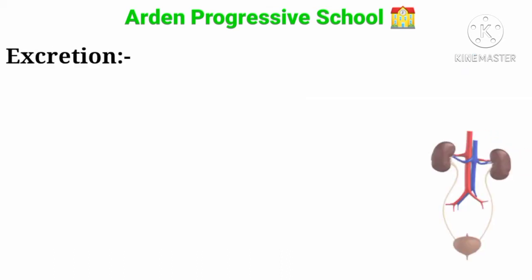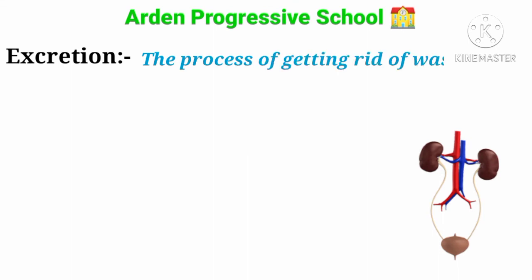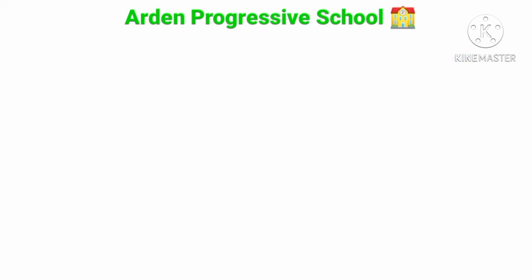Next is excretion. What is excretion? It is the process of getting rid of waste. Okay, so the removal of waste from the body is known as excretion. So the image is a part of it.